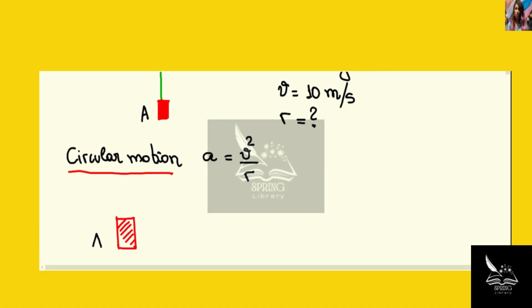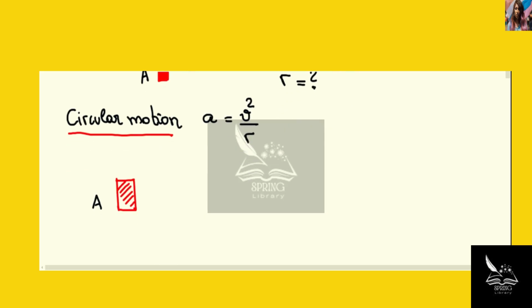So first, for block A, we have the gravitational force acting downwards, m_A times g, and we have the tension force from the cable acting upwards. For block B, we have the gravitational force, m_B g, and the normal force from the surface of the table, but horizontally, we have the force of tension, which is the same as the tension experienced by A since the cable is the same.